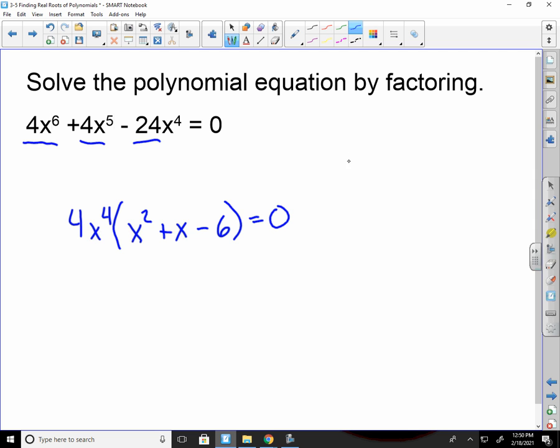Remember, we're trying to figure out what multiplies to give us negative 6 and adds to give us x, or just 1. So the things that multiply to give us negative 6 would be negative 6 and 1, 6 and negative 1, negative 3 and 2, and negative 2 and 3. 6 times negative 1 is negative 6, but 6 minus 1 is 5. That's not a 1.